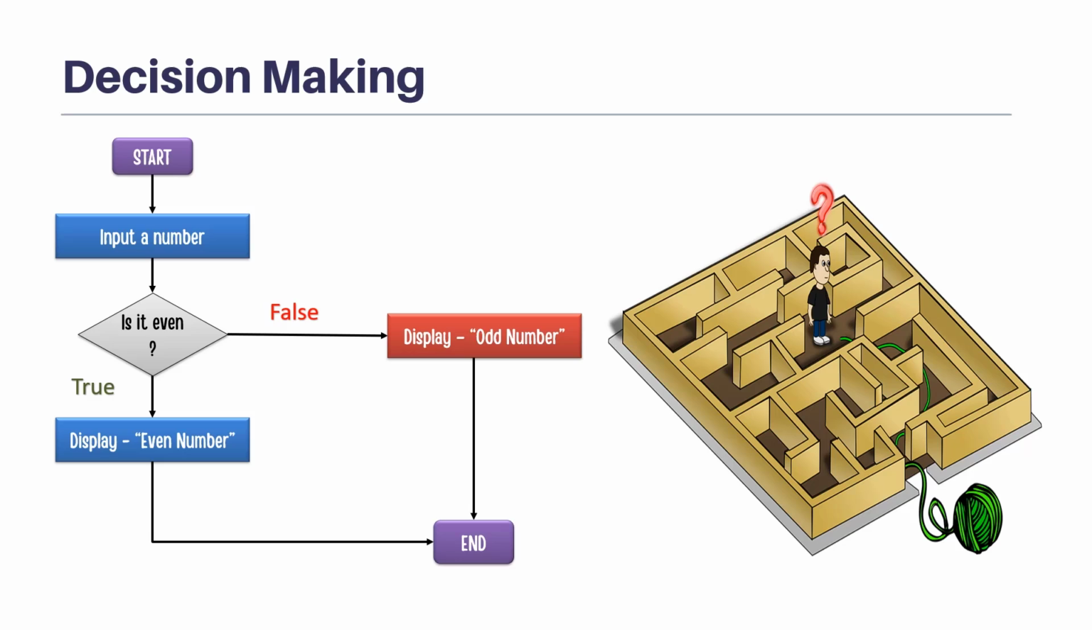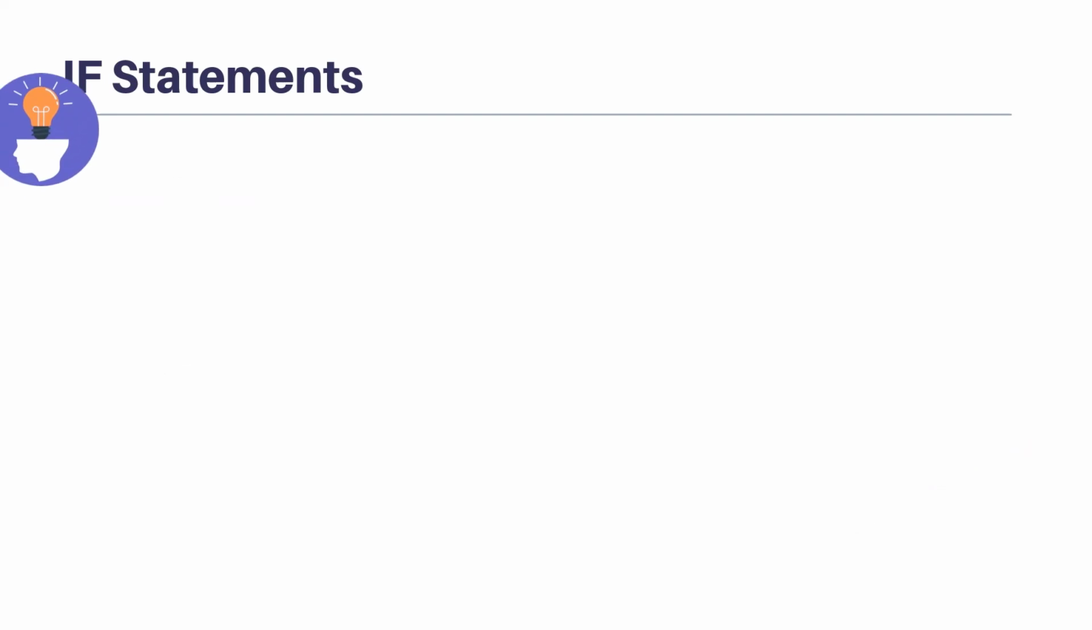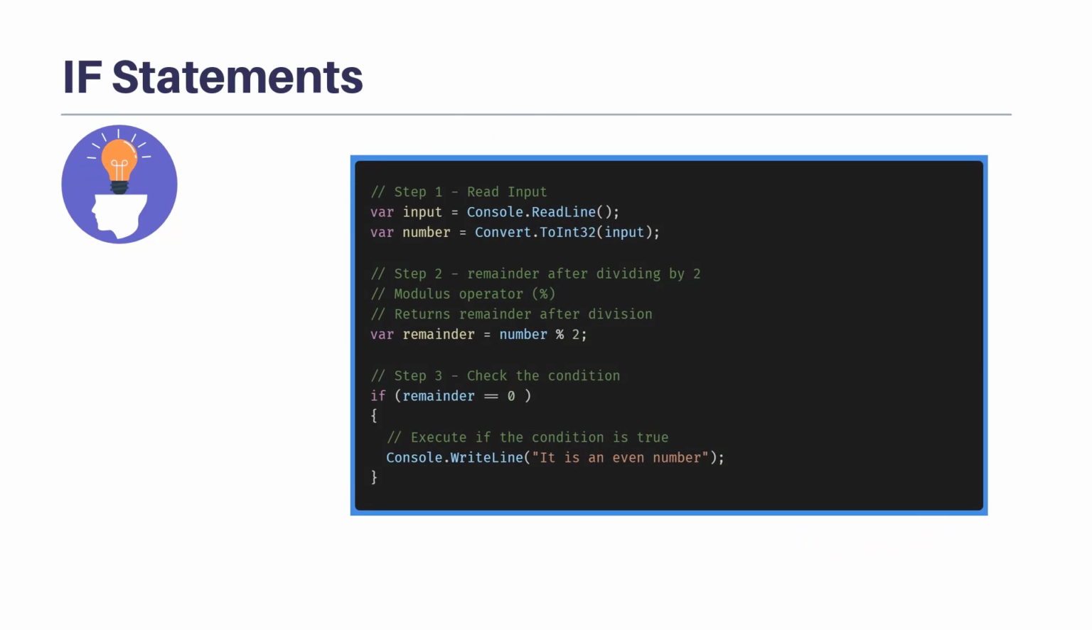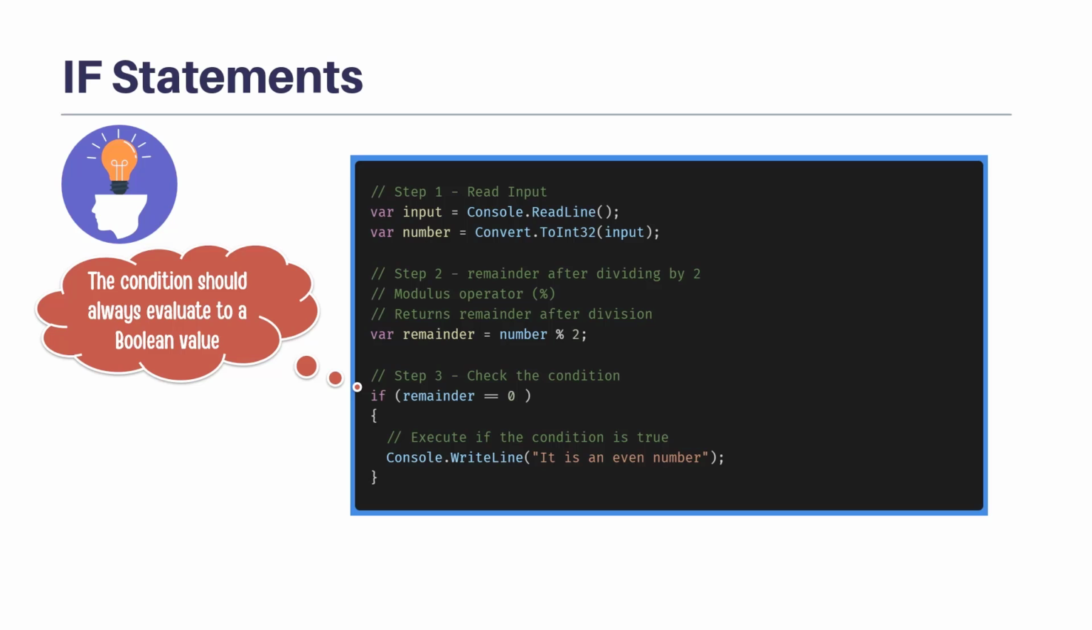Let's take an example. Let's say we want to write a program which takes a number as input, and then the program needs to display the text indicating whether the input number was even or odd. A number is even if it can be divided into two equal groups. It means if we divide that number by 2, the remainder should be 0. So based on this mathematical condition, our program needs to decide which text should be printed. For taking such decisions, we can use if statements. The if statement begins with if keyword followed by a condition inside the bracket. The condition inside the bracket must always evaluate to a Boolean value, indicating whether the condition is satisfied or not.